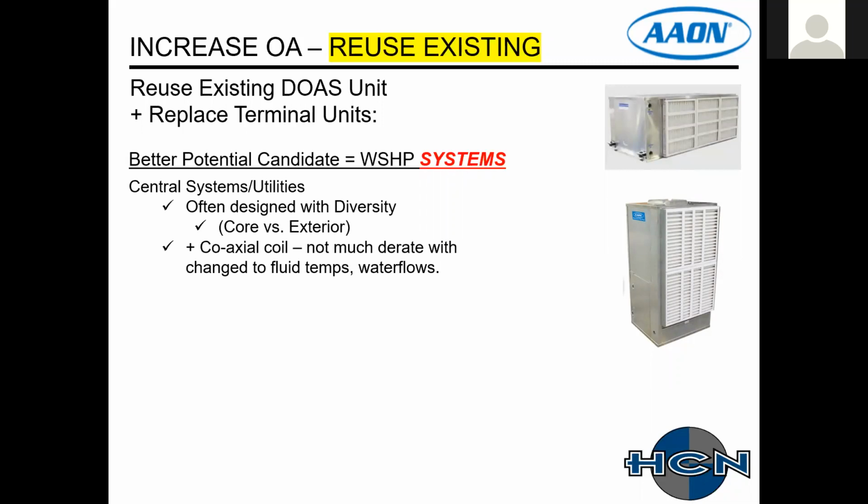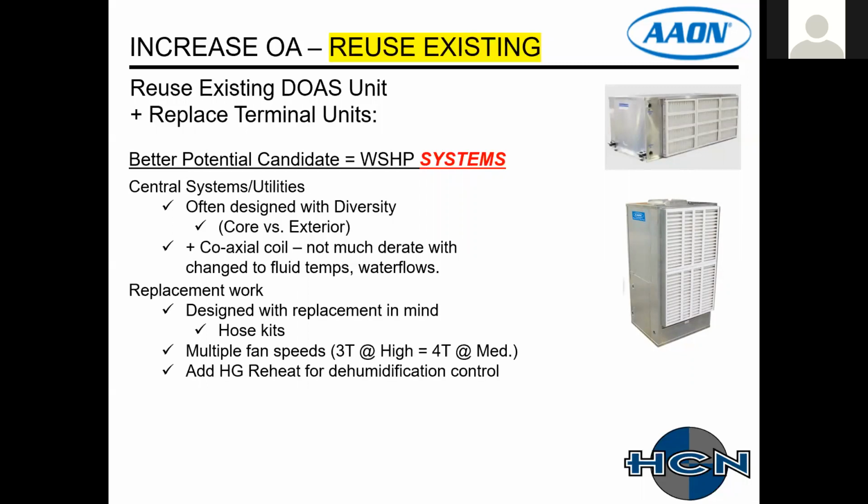Typically water source heat pumps with their central system utilities are often designed with diversity in mind. They typically transfer energy from the core to the exterior depending on the time of year and vice versa. And then typically a coaxial coil in these small units that are shown on the right, there typically is not much of a derate as you change your fluid temperatures as well as your water flows. The other part with water source heat pump is, once again, inherently they're indicative of replacement work. They're designed with replacement in mind.